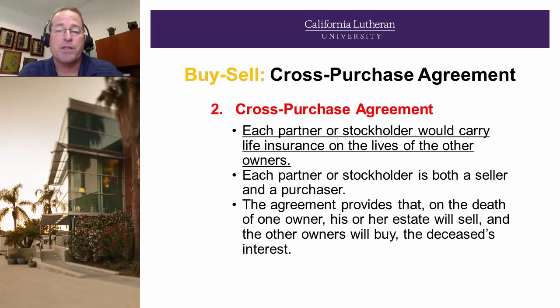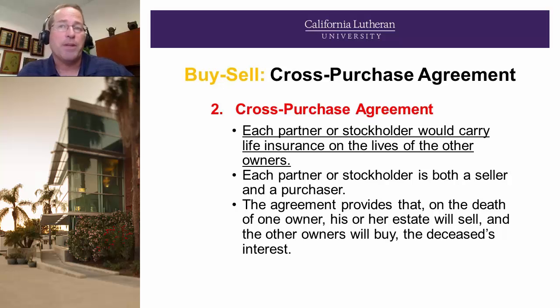Next is the cross-purchase agreement. Each partner or stockholder will carry life insurance on the lives of other owners. Each partner or stockholder is both a seller and a purchaser, and the agreement provides that, on the death of one owner, his or her estate will sell, and the others will buy the deceased interest.